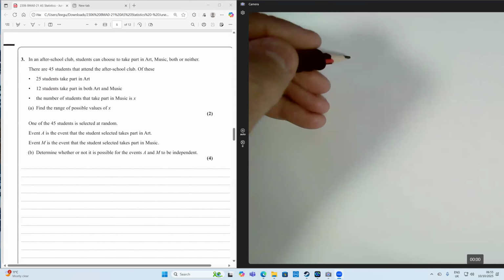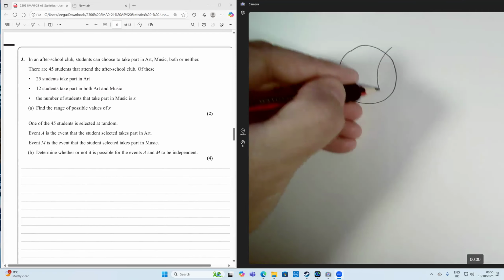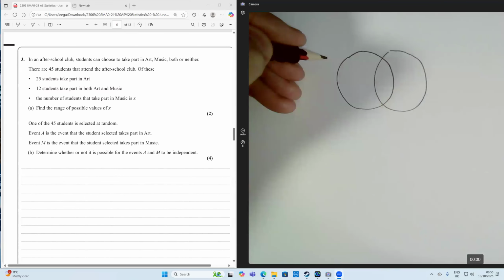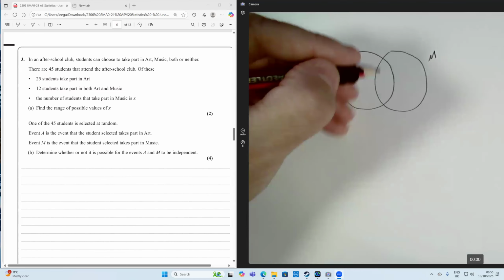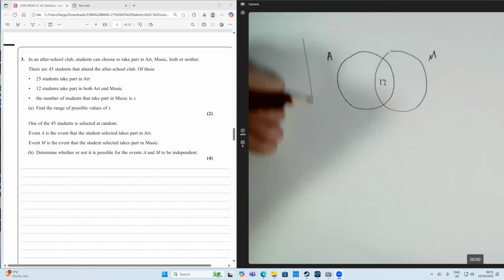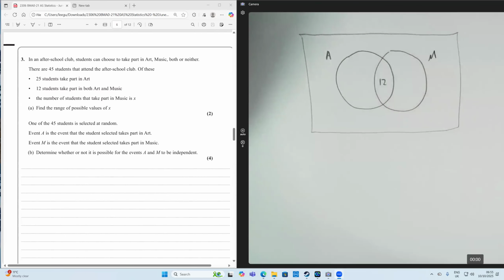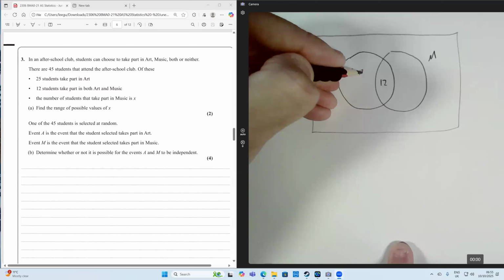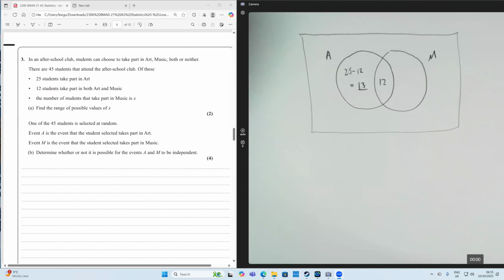Now, this question is suggesting that a Venn diagram would be an appropriate way, so let's have a look at our Venn diagram. We have art and we have music. We're told that there are 12 students who take both art and music. We're told also that there are 25 students taking art, so this must be 25 take away 12, which means we have 13 students taking only art.